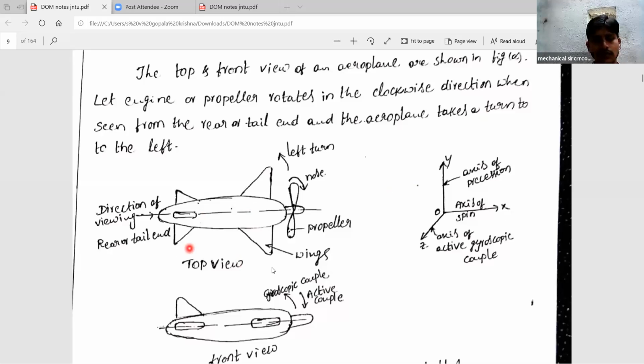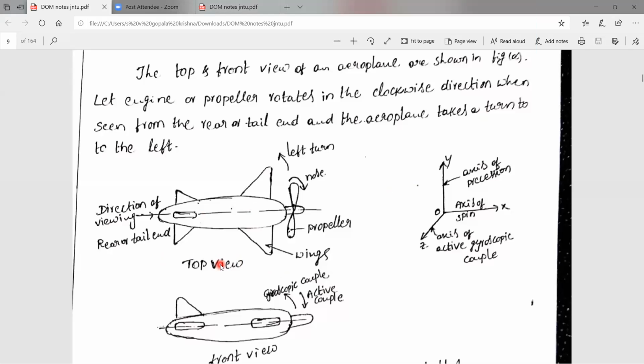All of you observe that the total conditions are followed by only this one. Top view of our aeroplane. Tell me, how did the velocity come in the aeroplane problem? We are already given 240 km per hour, which is 240 into 10^3 by 3600.